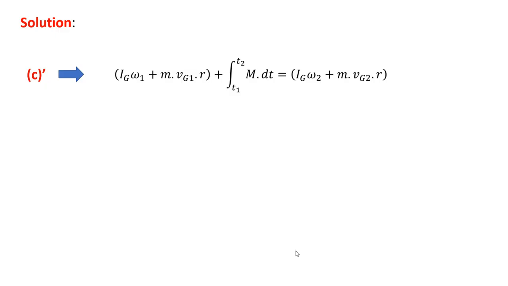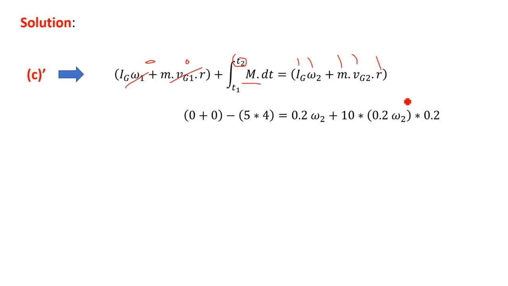And then on the other side, we're going to have the same equation, but with the omega 2. Now we can tell that the first part for 1 is going to be 0 because both the velocity and the omega are equal to 0. So here we're going to have 5 multiplied by 4. And on the other side, we're going to have 10 multiplied by omega 2, 0.2 omega 2 multiplied by 0.2. Okay, so you put everything in, and then we will come to the answer.